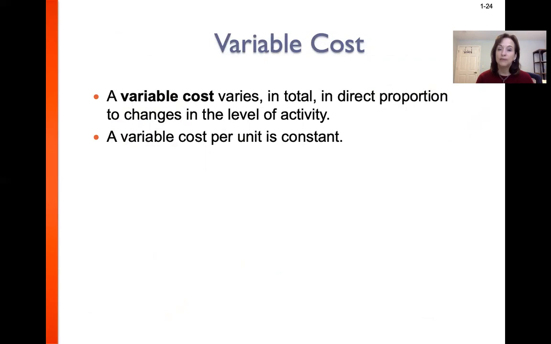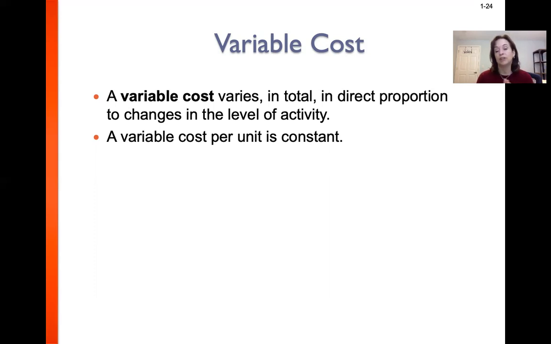So if it's a variable cost, in total, if our sales go up, then that cost in total is going to go up. However, per unit, it's going to stay the same. So, a perfect example of a variable cost is a direct material.